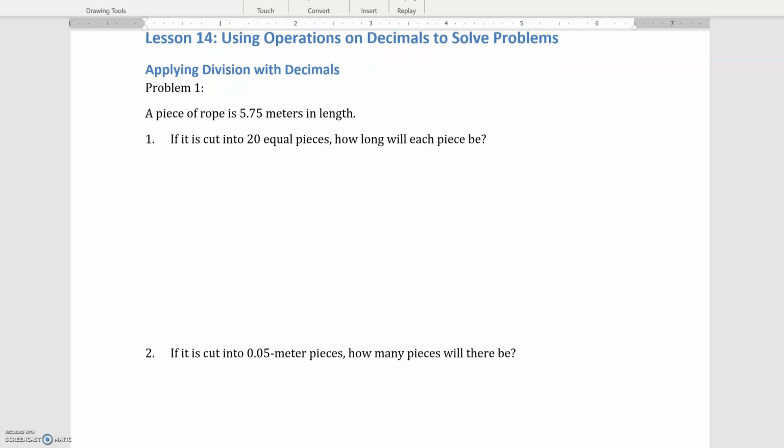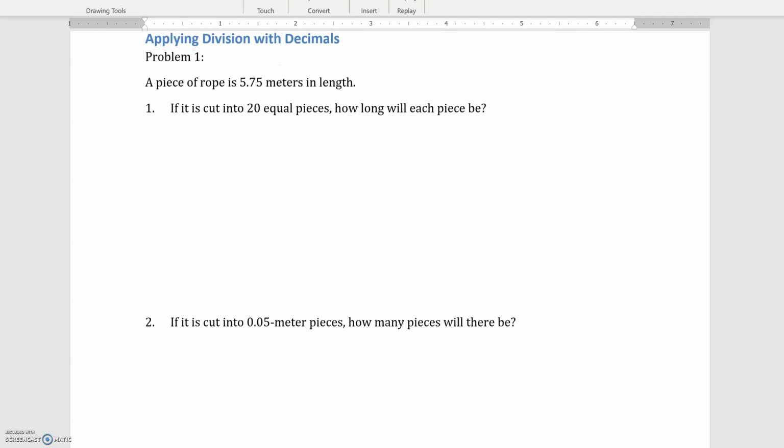So let's look at this first situation here about rope being cut into pieces, and then we'll go from there. So here's problem 1. It says we have a piece of rope that is 5 and 75 hundredths meters in length. It's asking, if I cut this into 20 equal pieces, how long will each piece be? So what it's asking here is, if I have a rope that is 5 and 75 hundredths of a meter long, and I want to divide it into 20 pieces, how long would each piece be? So to do that, we need to divide 5 and 75 hundredths by 20.